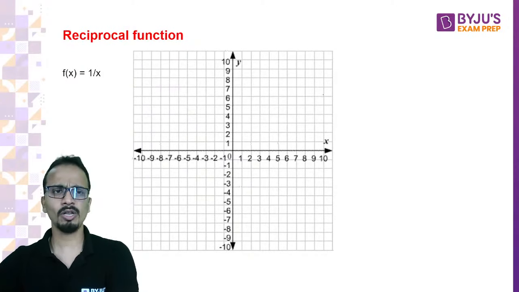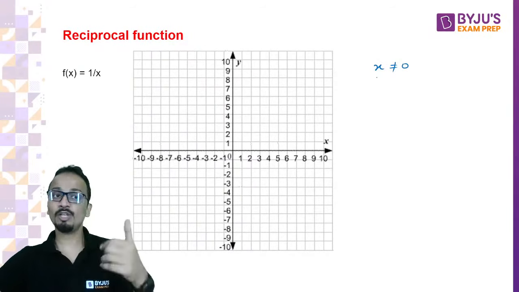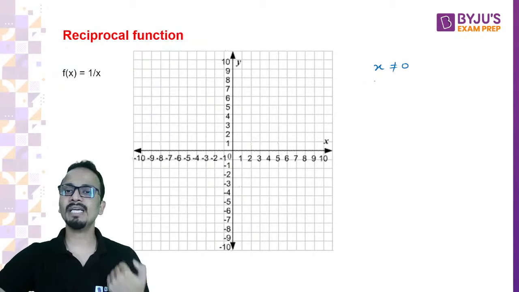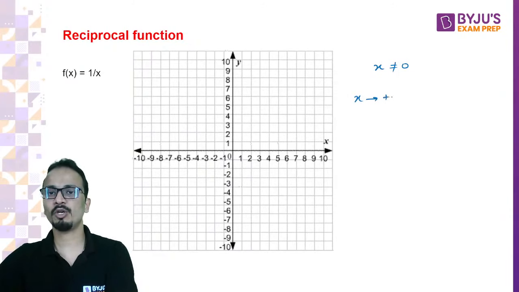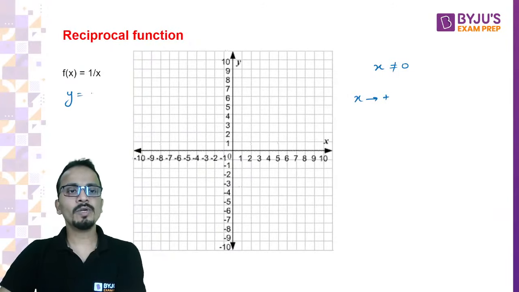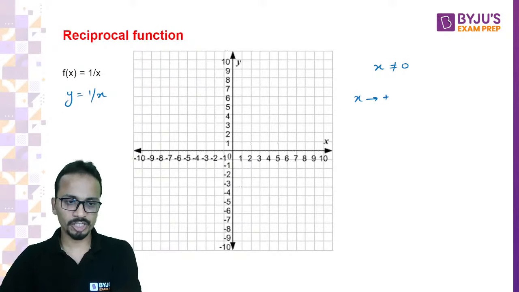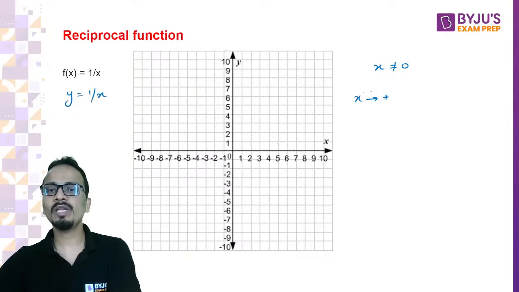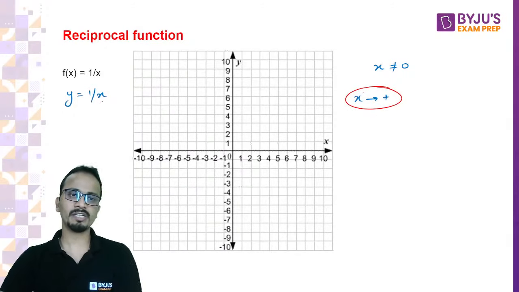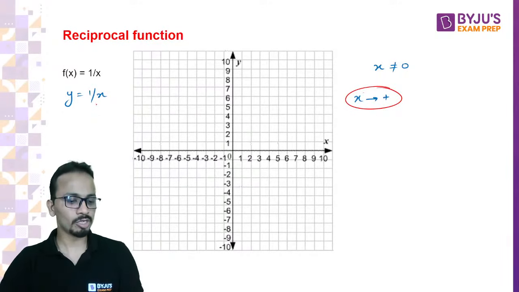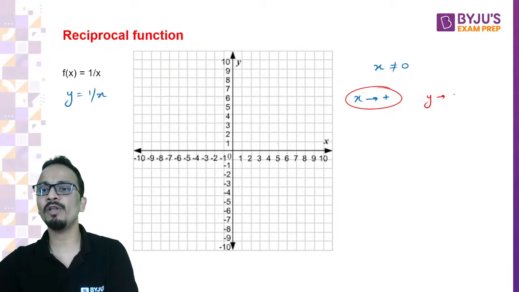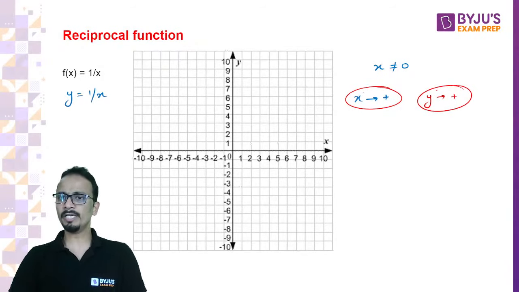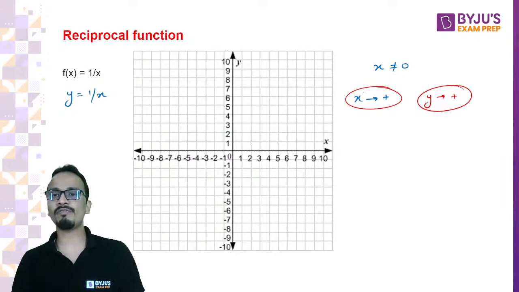So first of all, obviously the value of x cannot be equal to 0. The value of x can be a positive number, it can be a negative number. So let's first talk about when x is positive. Here y equal to 1 upon x is the expression. Now if x is a positive number, then 1 upon x का sign भी positive होगा. 1 upon x will also be a positive number, and hence y will also be a positive number. So for positive values of x, the values of y are positive.